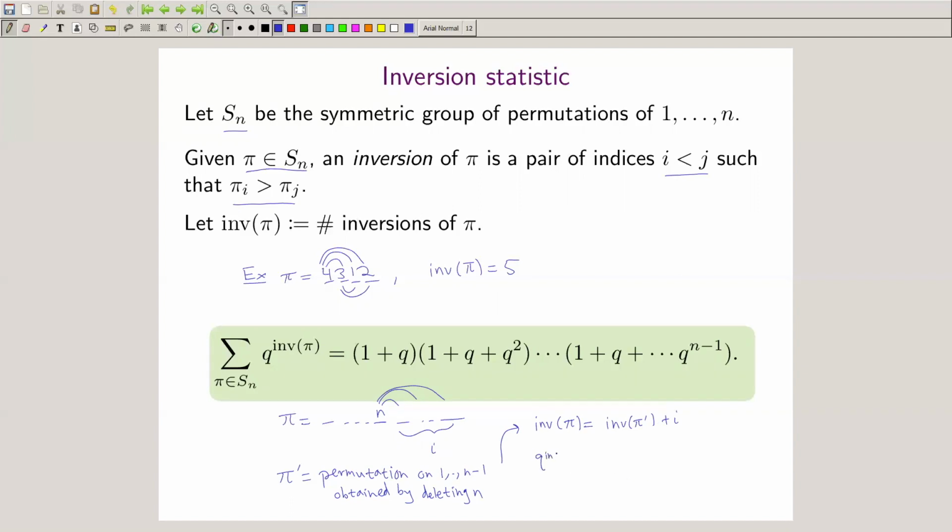So q to the inv of pi is q to the inv of pi prime times q to the i. So if you run over all i, you'll see that you get the factor on the right, since i can go from 0 to n minus 1, and then by induction, as you run over all possible pi primes, that gives you the other factors. So you can make this precise using induction.